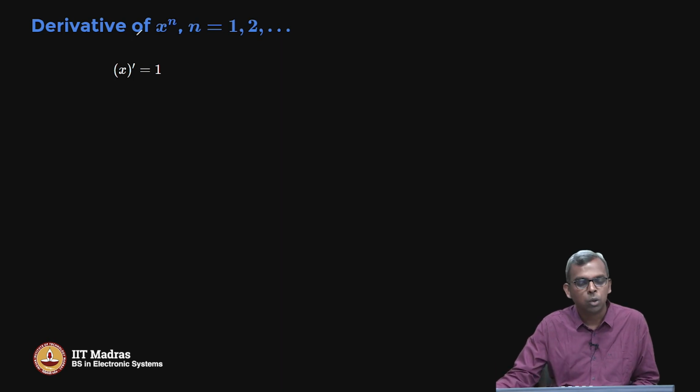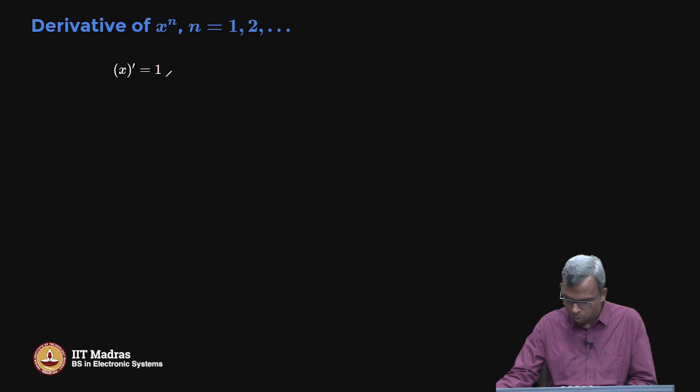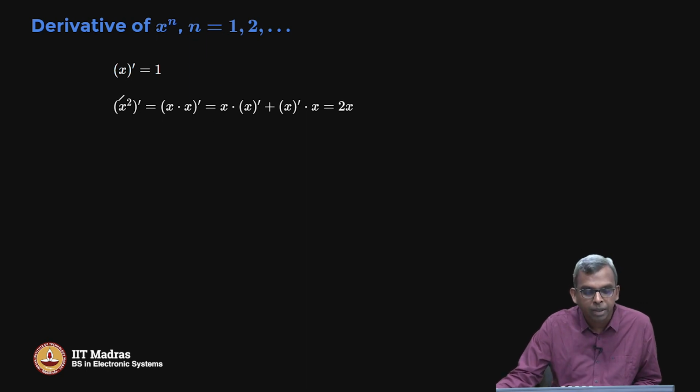So, the derivative of x^n when n is 1, 2, 3, 4, etc., just positive integers. For n equals 1, I already know the answer: x prime equals 1. What can I do for x squared? The derivative of x squared is the same as the derivative of x times x. Here I can use the product rule, since this is just a product of x and x, and I know how to differentiate x. It's x times the derivative of x plus the derivative of x times x.